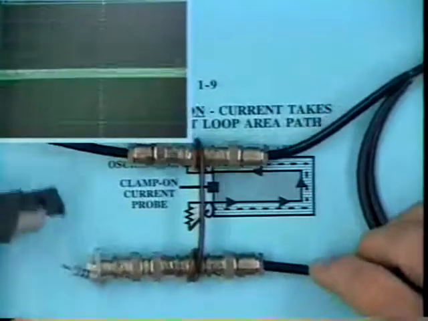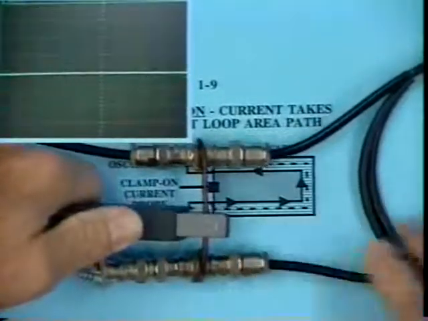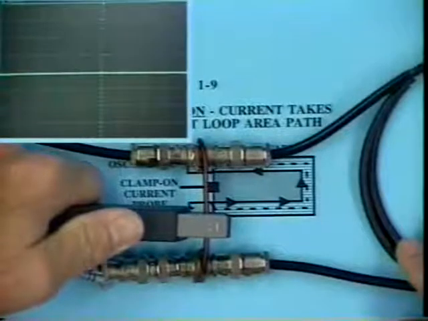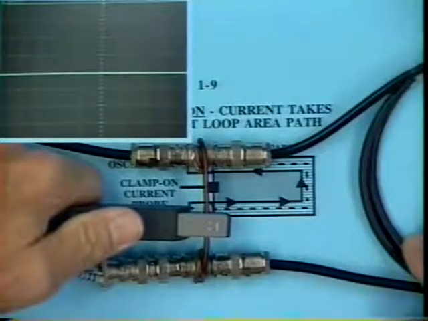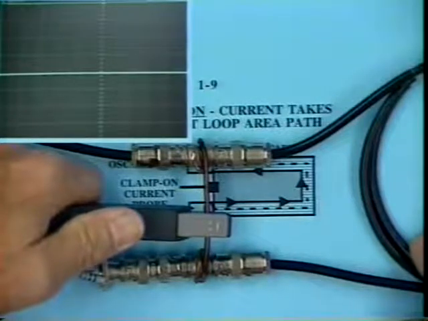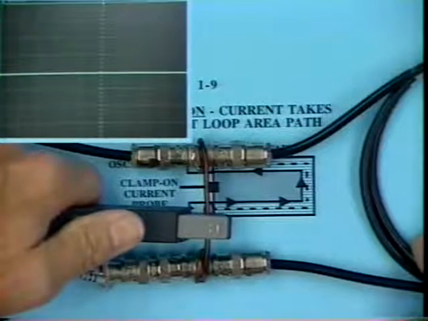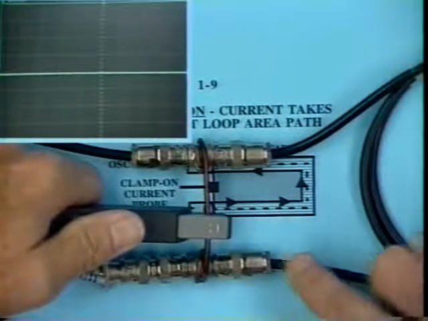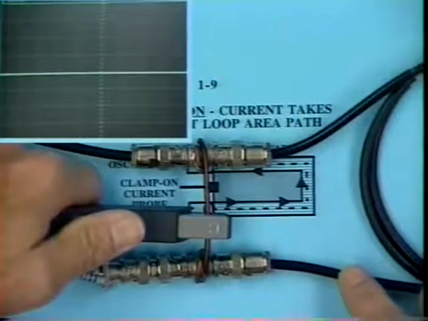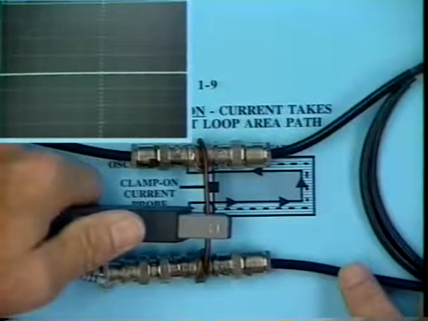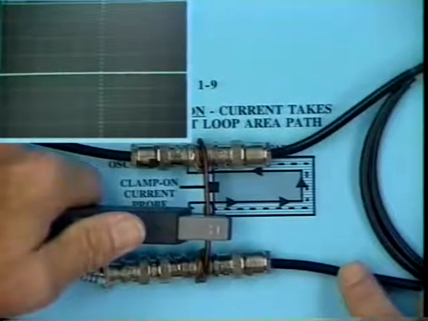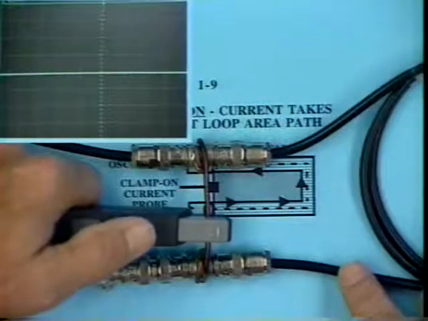So how much of that current is coming back on the short conductor? Well, almost none. Actually, there's a very small amount of current. If we increase the sensitivity of the scope, we can see a little something there. But now, we'll say 95% of the current is coming back on the outer conductor of the coaxial cable. That represents, again, the smallest loop area, the smallest inductance, and that's the smallest impedance.